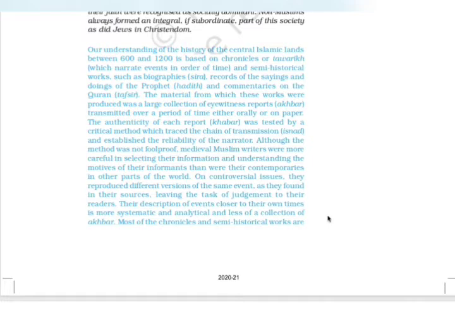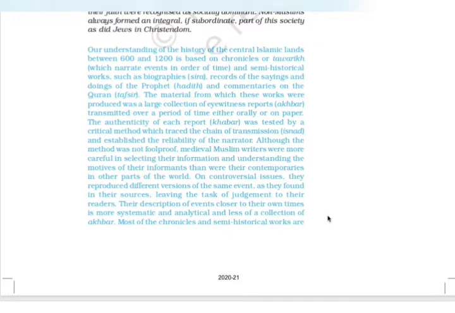Although the method was not foolproof, medieval Muslim writers were more careful in selecting their information and understanding the motives of their informants than were their contemporaries in other parts of the world. On controversial issues, they reproduced different versions of the same event as they found in their sources, leaving the task of judgment to their readers.